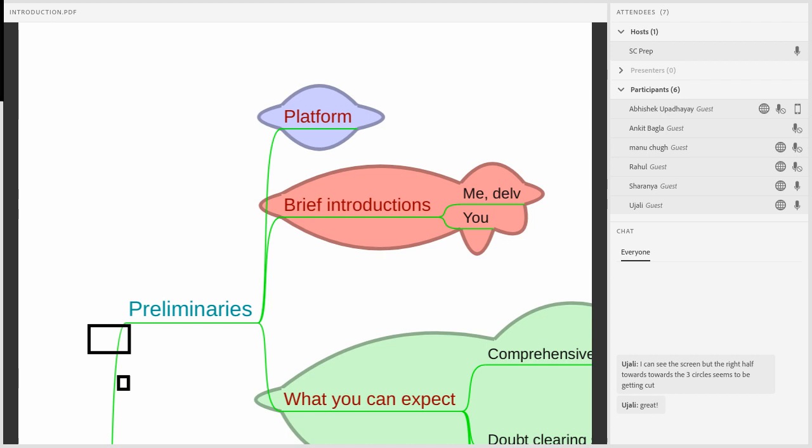Hi, my name is Ujali Verma. I am looking at taking the GMAT somewhere around end of October or early November. I haven't taken the exam till now, so this will be my first attempt and hopefully the last.